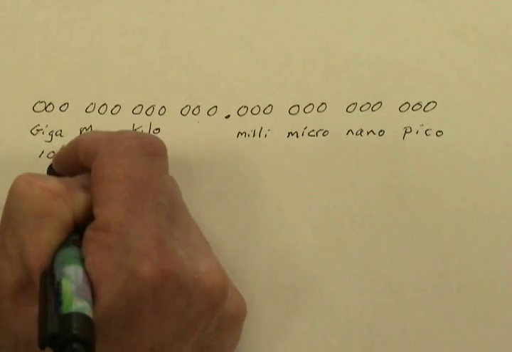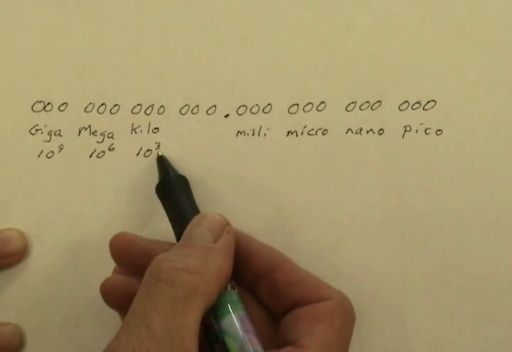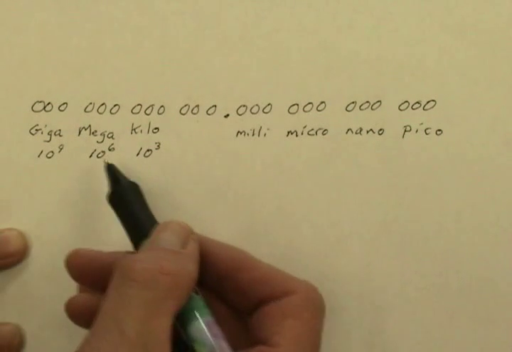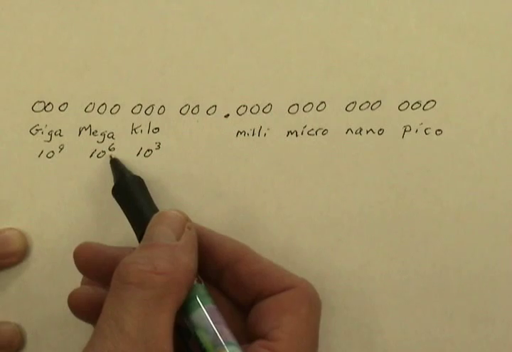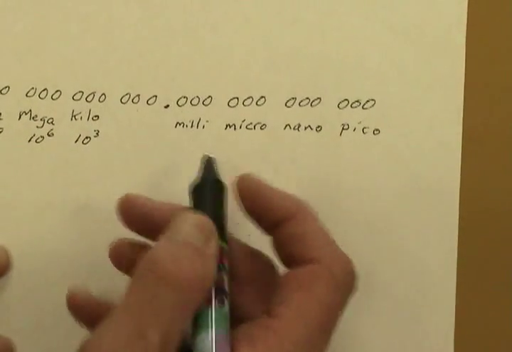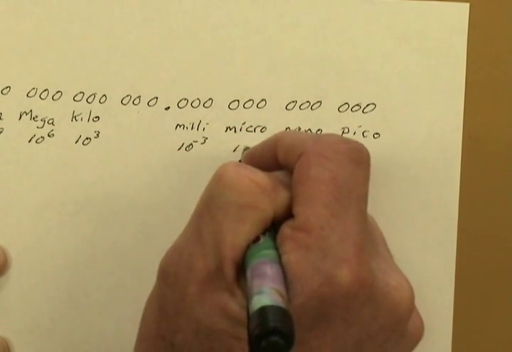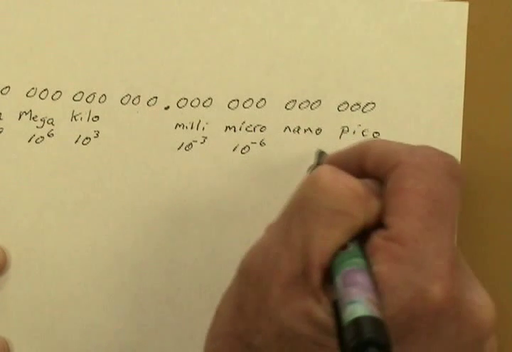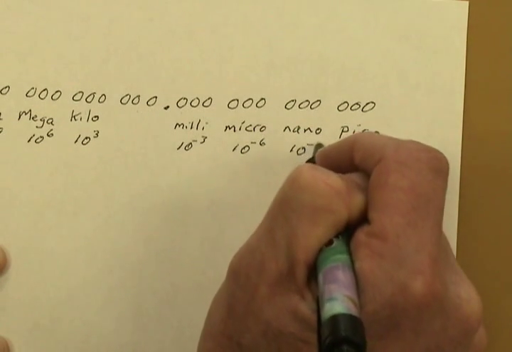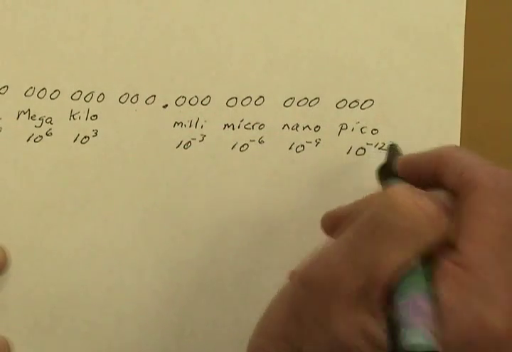Giga would be 10 to the ninth. Or a 1 followed by 3 zeros would be 1 kilo. A 1 followed by 6 zeros is 1 mega, or 1,000,000. Milli is 10 to the minus third. Micro, 10 to the minus sixth. Nano, 10 to the minus 9. And pico, 10 to the minus 12.